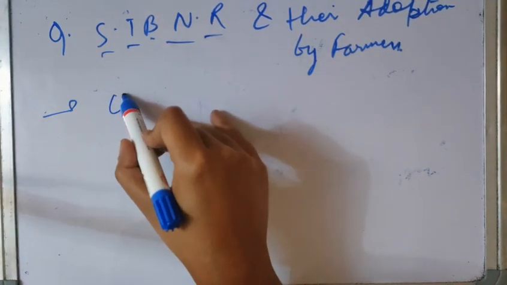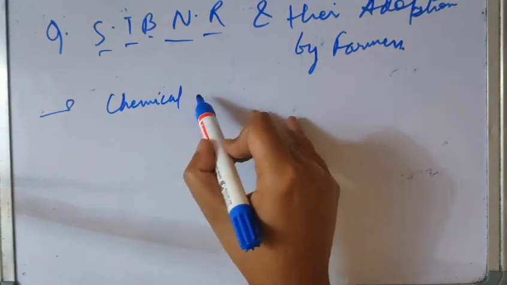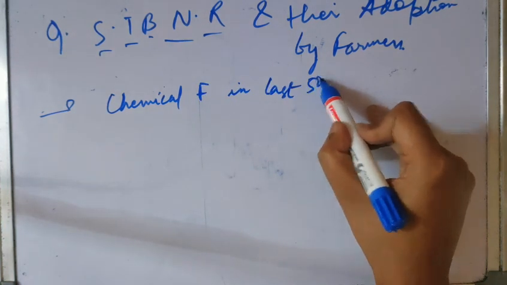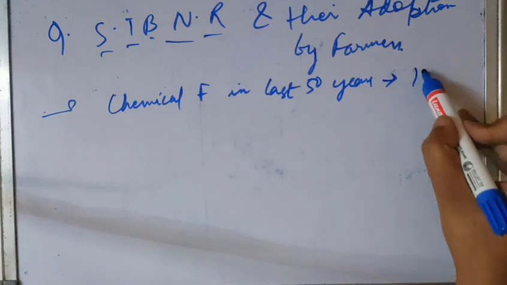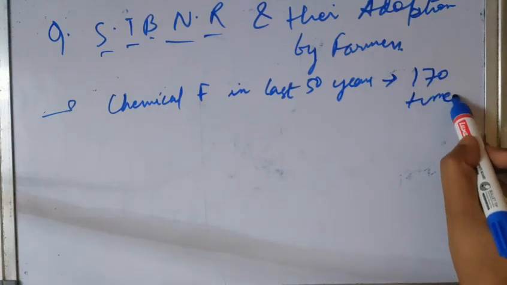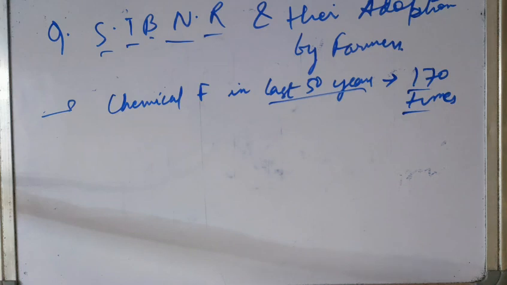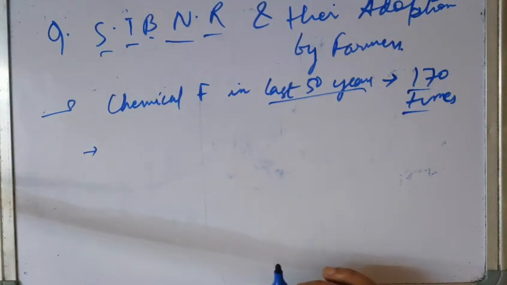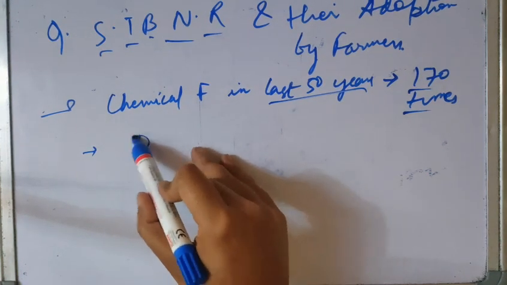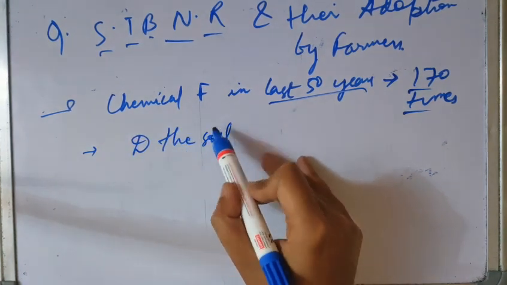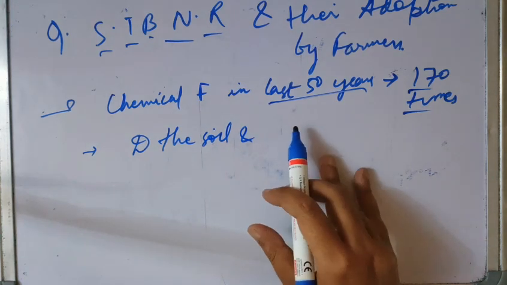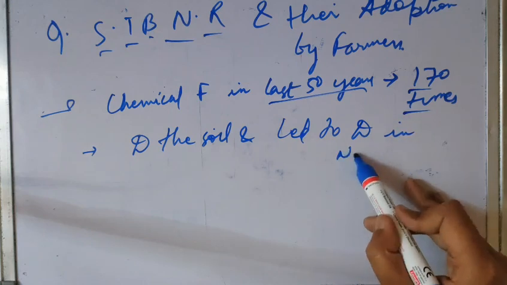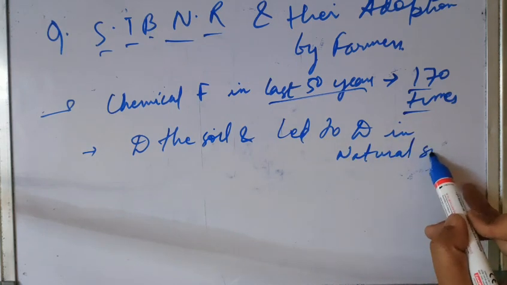Actually, we all know that chemical fertilizer use in the last 50 years has grown 170 times. This trend has also deteriorated the soil and led to deficiencies in natural soil.